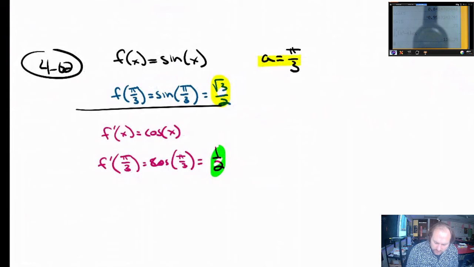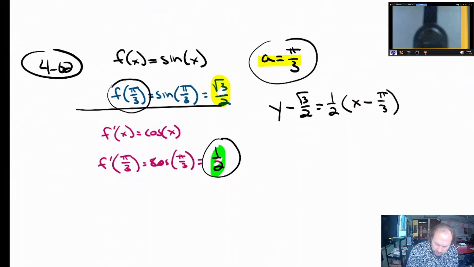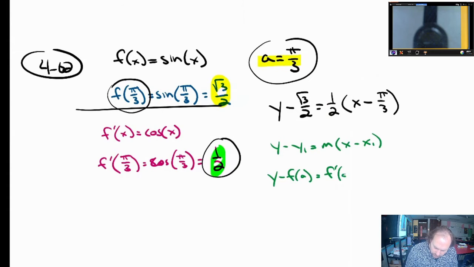So putting it all together, we're going to have y minus f of pi over 3, which is the square root of 3 over 2, equals the slope, 1/2, times x minus pi over 3. And that is just coming from your good old point slope form from your Algebra 1 days. Y minus y1 equals the slope times x minus x1. We're just plugging that information in. The AP Calc version of this is the same kind of idea, just a little more function notation thrown in.